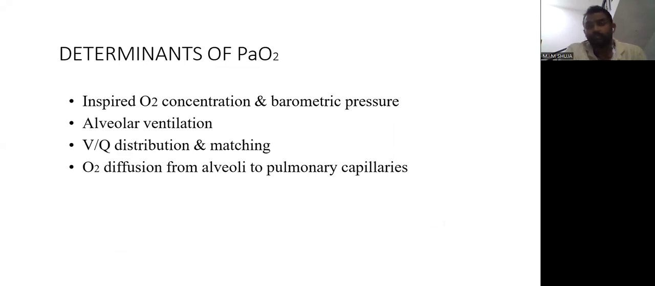What are the determinants of partial pressure of oxygen? So this is in the artery, the arterial pressure of oxygen. The inspired oxygen concentration, the alveolar ventilation, VQ mismatch, and the diffusion of oxygen through the alveolar capillary membrane. These are the determinants which decide the partial pressure of oxygen in the arteries or capillaries.